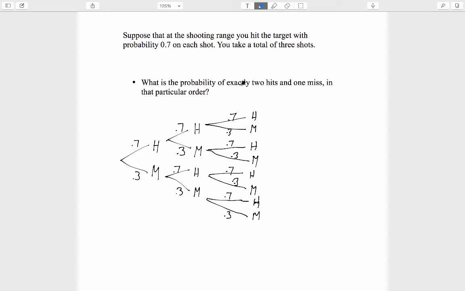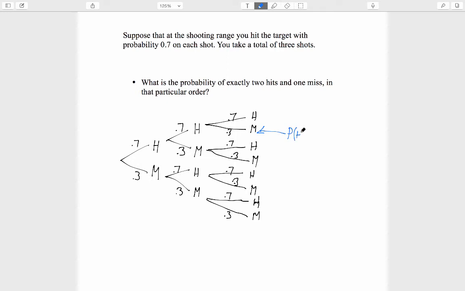For what event are we asked to find the probability? It's the event consisting of just one outcome: hit, hit, miss in that order. There are 8 possible outcomes of this experiment, 8 possible paths from the start of the tree to the end, 8 possible 3-letter words consisting of H's and M's. Our event consists of only one outcome.